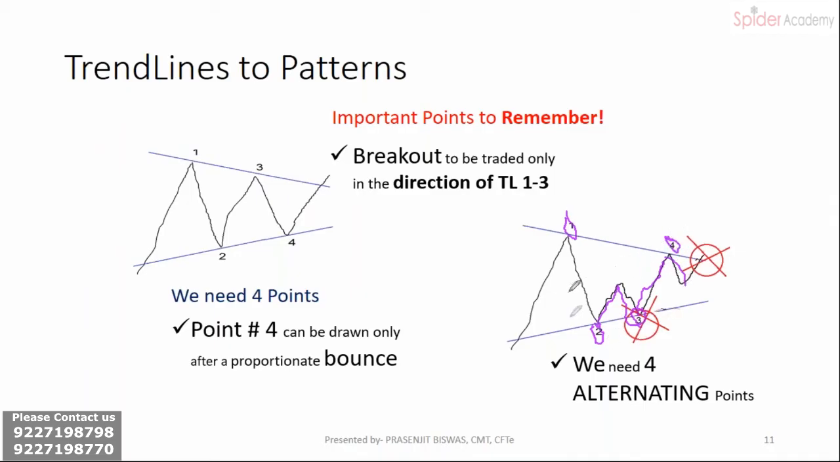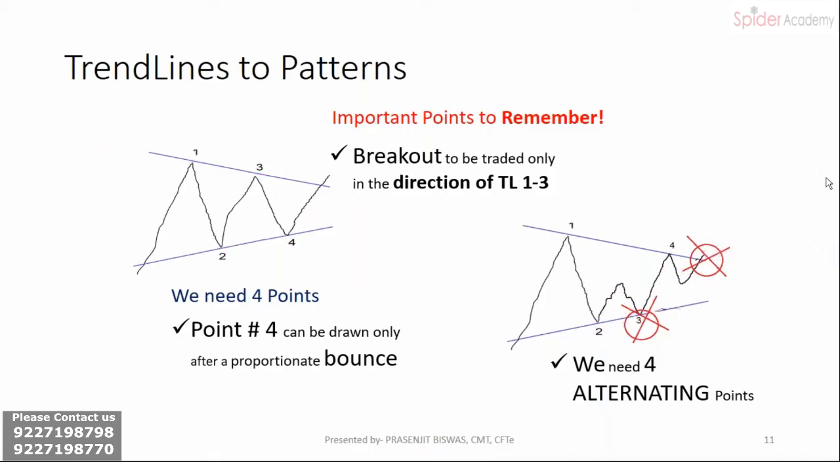But this is not going to be a valid pattern breakout, because the points are not alternating in nature. So 1 2 3 4, they need to be alternating as a sequence of high low and high low. So if 1 is your high, then 3 has to be a high. Like in this case, if 1 is a high, then 3 has to be a high. And if 2 is a low, then 4 will also be a low. But in this case, 2 is a low, 3 is a low. Which is what invalidates this particular pattern.